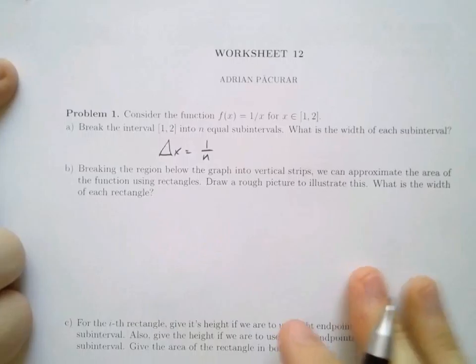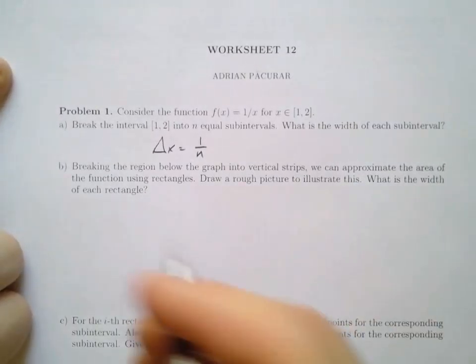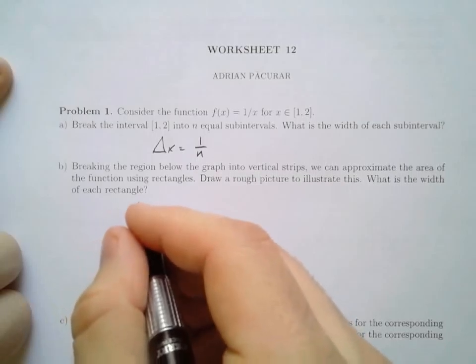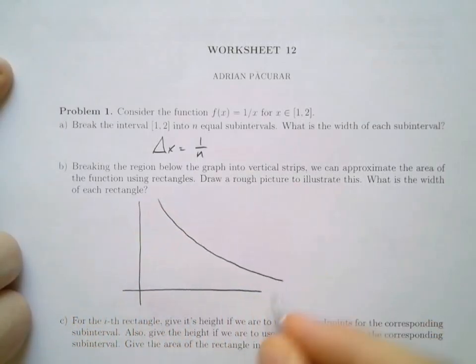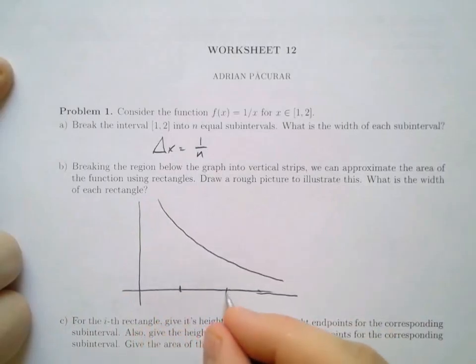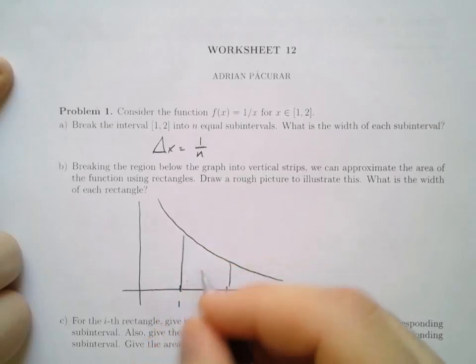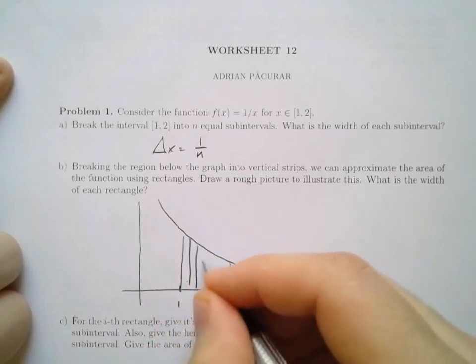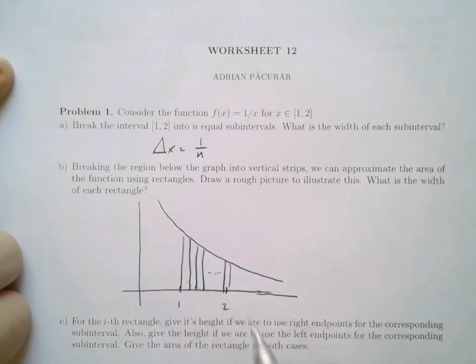Now, to show you what that looks like diagrammatically, here we have the function 1 over x, just like so. And I'm going between 1 and 2. I'm interested in finding the area over here, right? So we're asked to draw a rough picture of what that looks like with 1 over n.